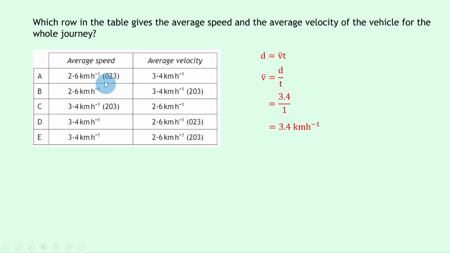Now remember, we ruled out A and C because those had directions, and we can also rule out B here because it's obviously not 3.4 kilometers per hour. So we've narrowed it down to D or E here, but we need to do some more work in order to find out what the average velocity is. So in order to find the average velocity, remember this uses displacement as well as time. So in order to get the displacement, we need to do resultant vectors, and you can either use the scale diagram method or the calculation method.